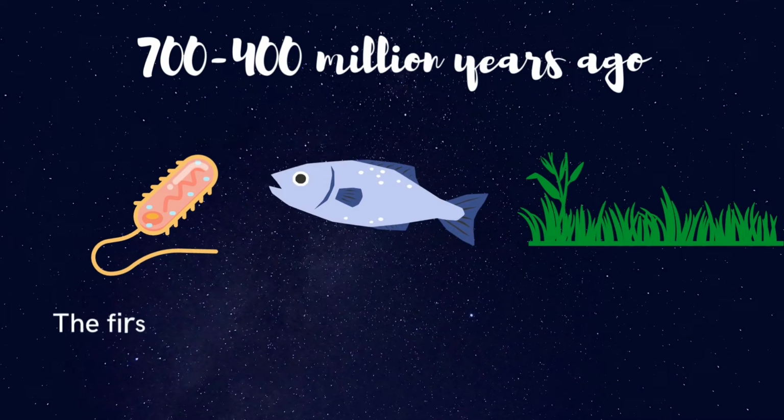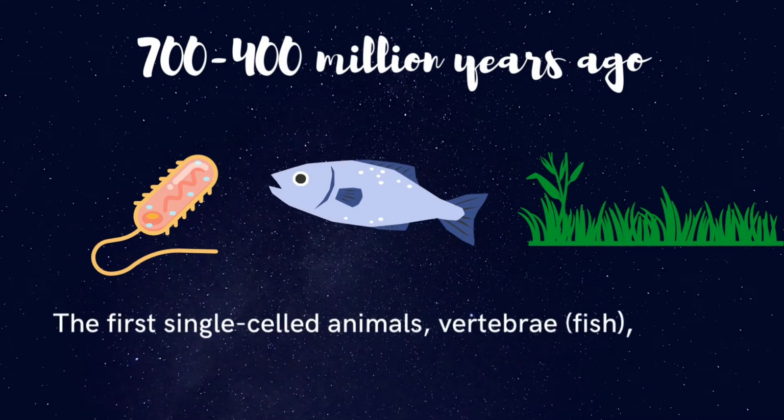This is an exciting part. 700 to 400 million years ago is when the first single-celled animals, fish, and land plants evolved. Oxygen in the atmosphere reacted to form ozone, which, as you might be guessing, formed the ozone layer. This shielded Earth from harmful rays coming through space, which allowed the formation of land plants.